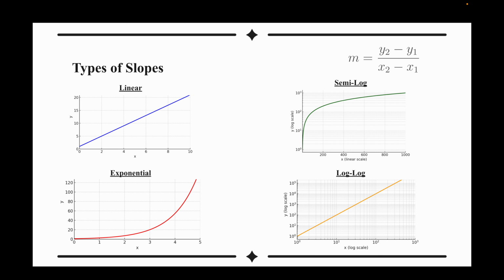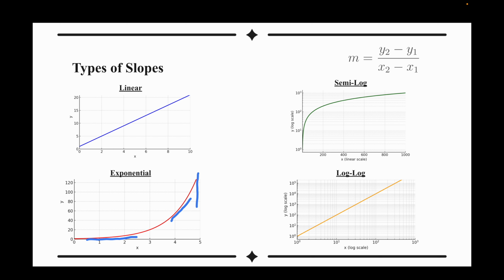If we draw some tangent lines, we can see at x equals 1, the slope is almost 0 because it's very flat. However, at x equals 4, the slope clearly becomes positive, and then at x equals 5, the slope almost becomes a vertical line. This is an exponential slope.